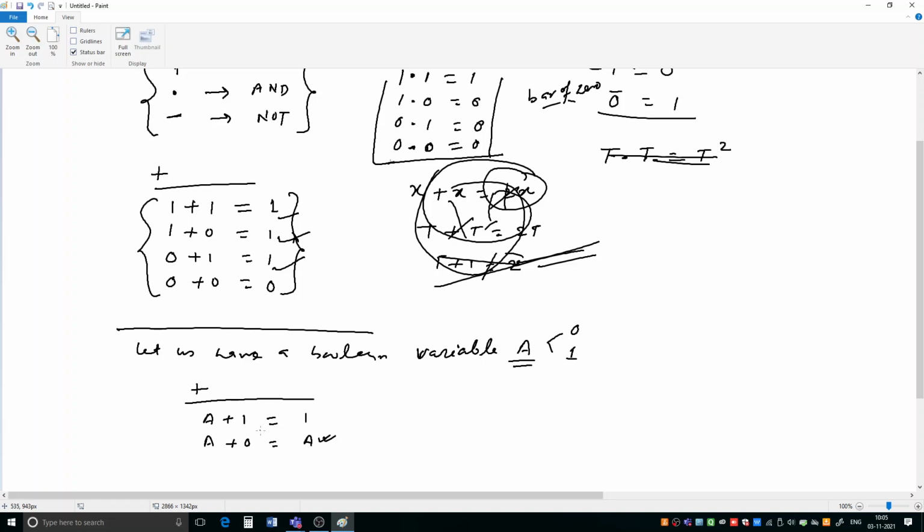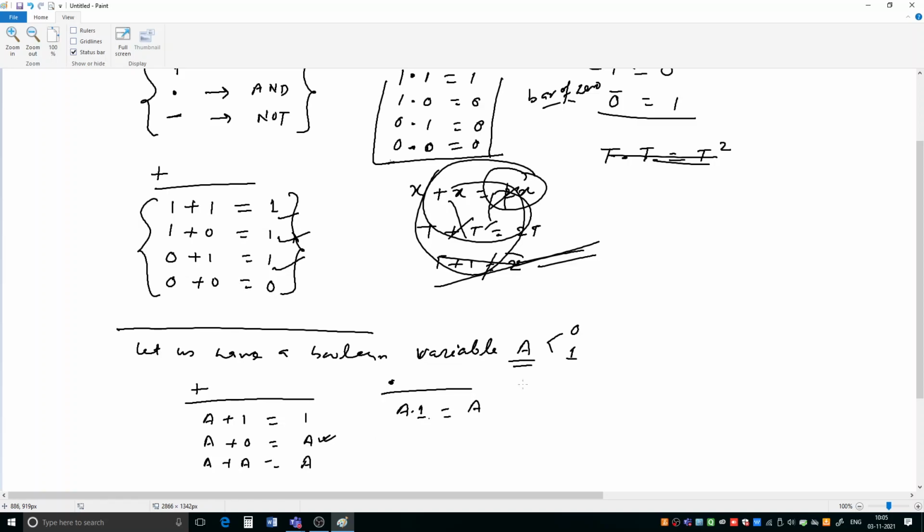Then if you are writing other things like this, suppose you are writing A plus A, so A plus A will be A. So you have to consider this one. Now suppose you are performing the dot operation, A dot 1. So A dot 1 will be equal to A.